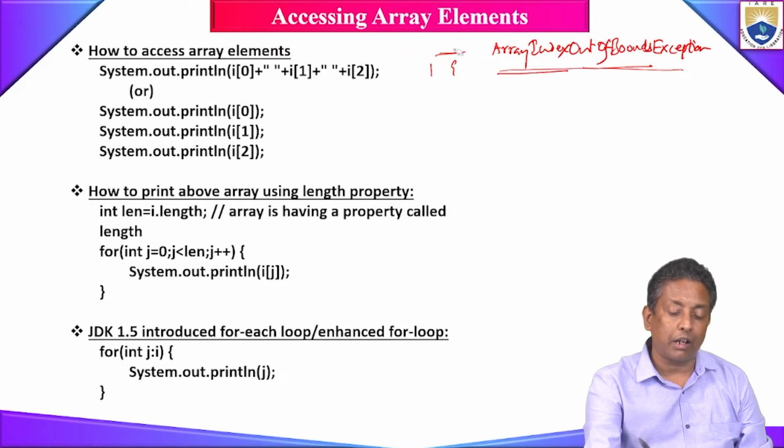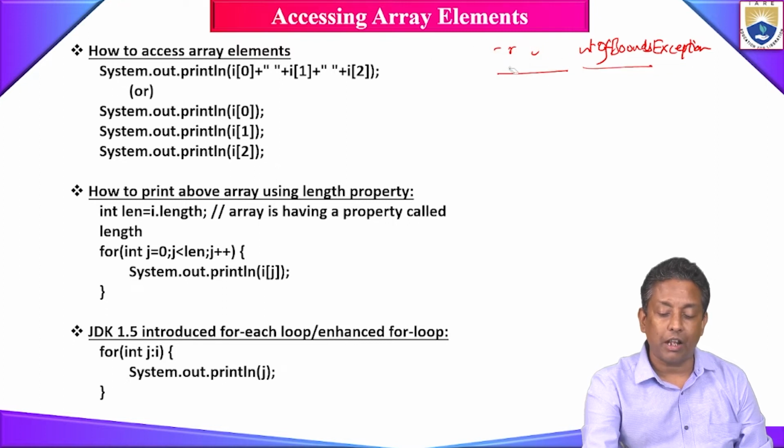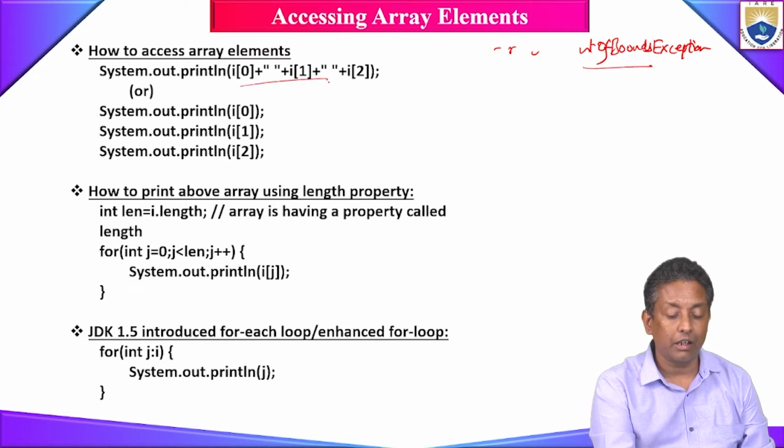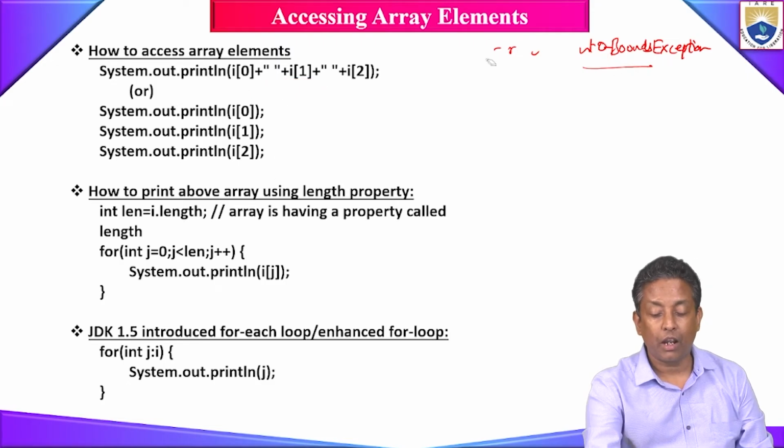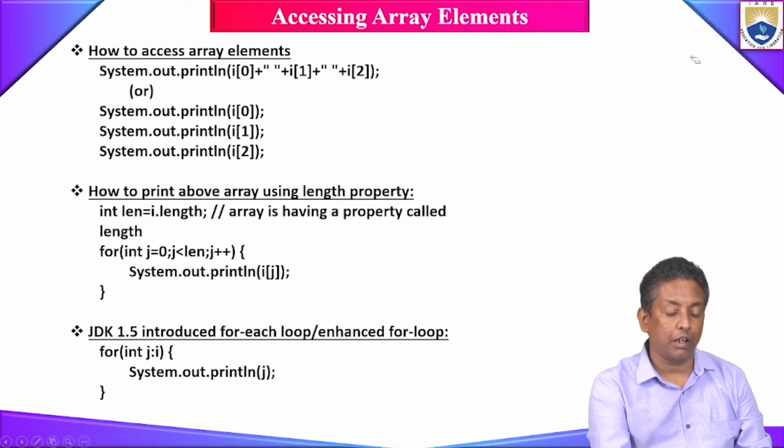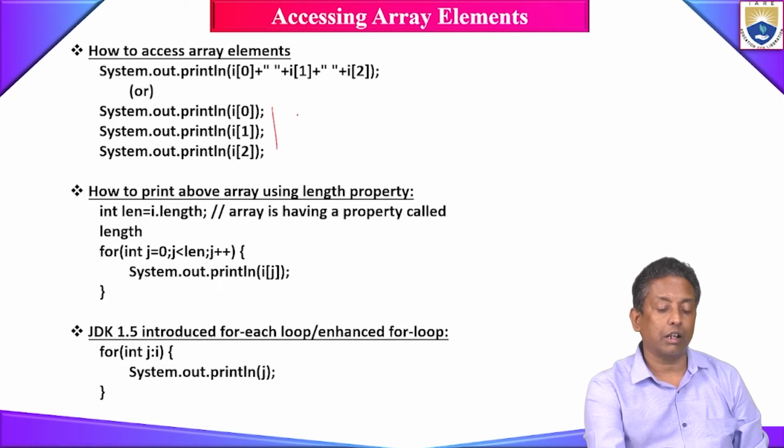So here I'm printing multiple index values in one line in this statement. Here I'm writing them in individual lines. That is the only difference. So if you want to print multiple values in a single line, you can write like this. If you want to print separately in separate lines, you can write like this. Fine.